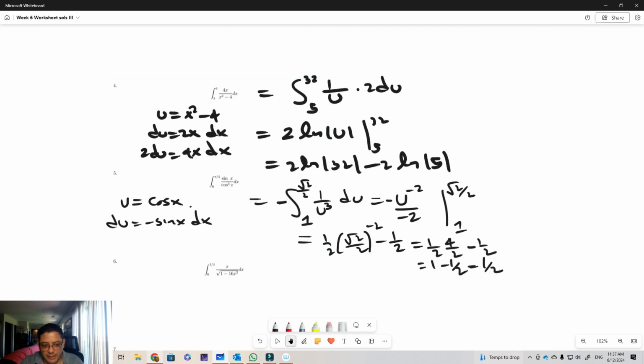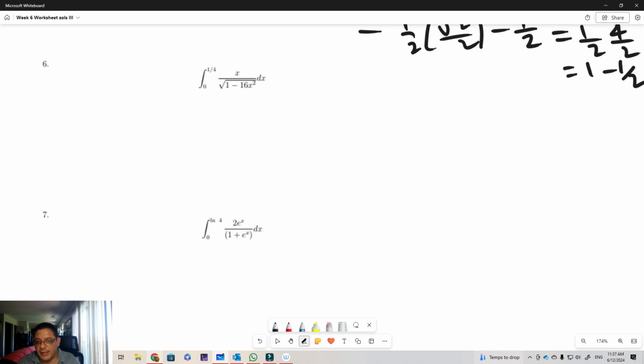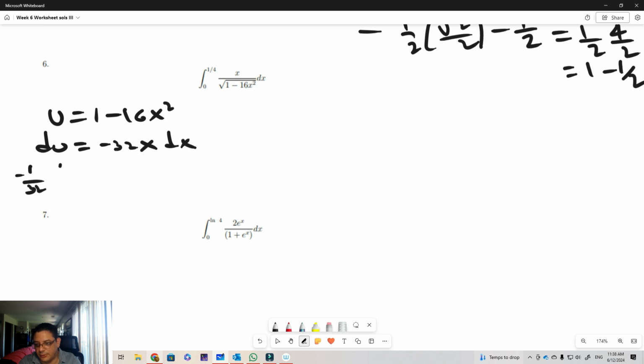Now integral 6 is the integral from 0 to 1/4 of x over square root of 1 minus 16x squared. Again, the problem looks like it's going to be whatever is below complicating that root. So we're going to take that as the substitution. u is 1 minus 16x squared. du is going to be minus 32x dx. And so minus 1 over 32 du is going to be x dx, and that's going to be the transformation that we make.